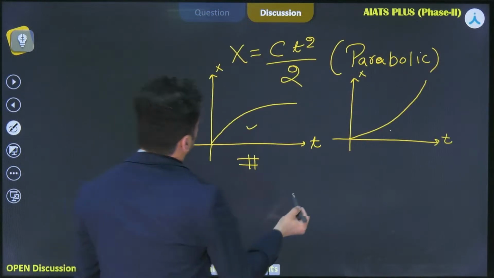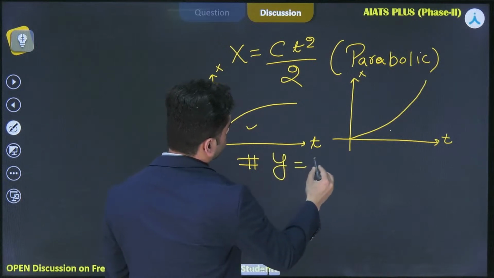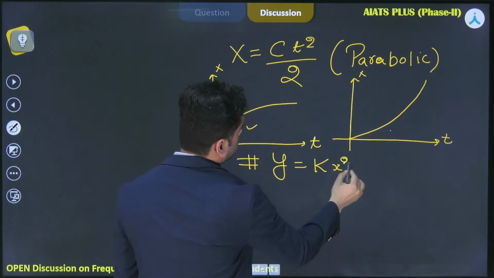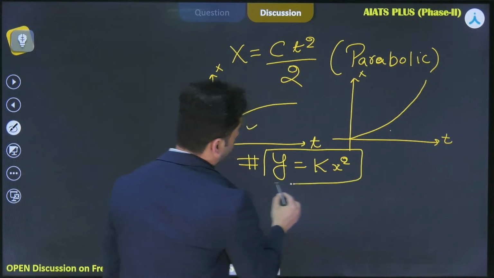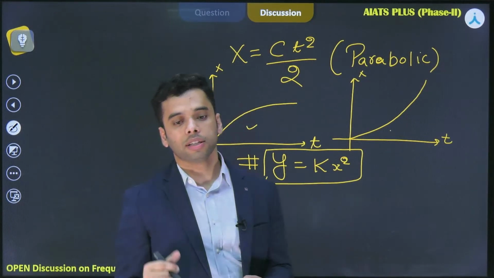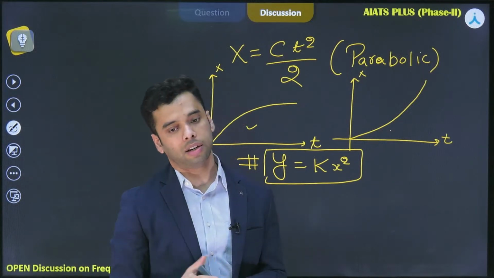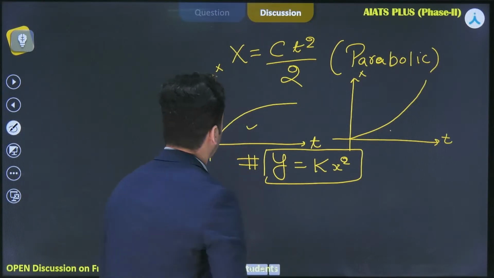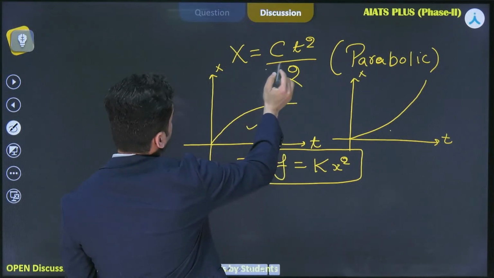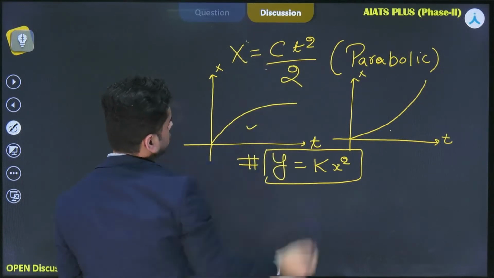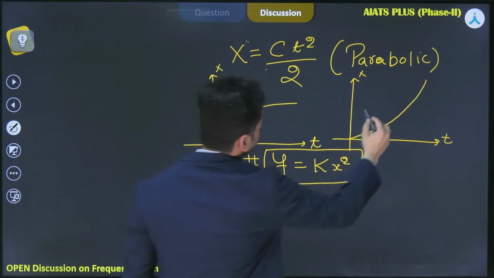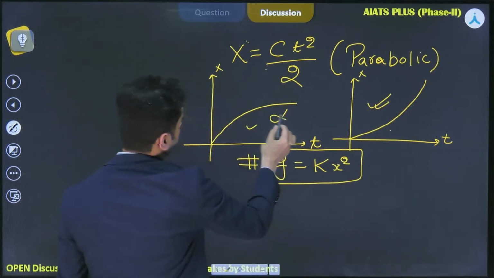Dear students, just remember this: if y is equal to kx square, this is the standard equation of the parabola. The graph is always symmetric about the single power, right? So over here, you can see that the single power is with x. So the graph should be symmetric about x. So this should be the correct answer, not this one. This cannot be the answer.